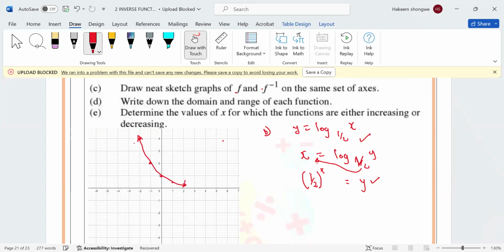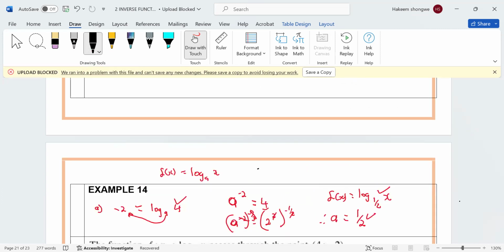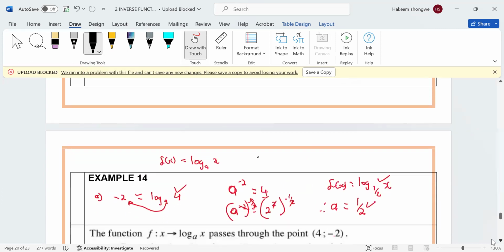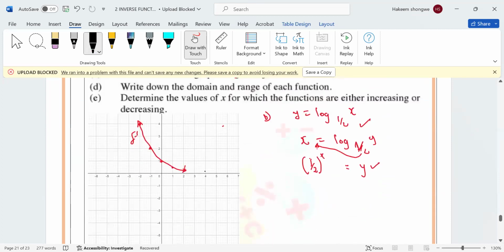This is going to be f inverse. Don't forget, this is f inverse, it's not f of x. Now let's draw f of x. Whatever is x becomes y. Imagine the point is 4 and minus 2. X is 4, y is minus 2, like this.